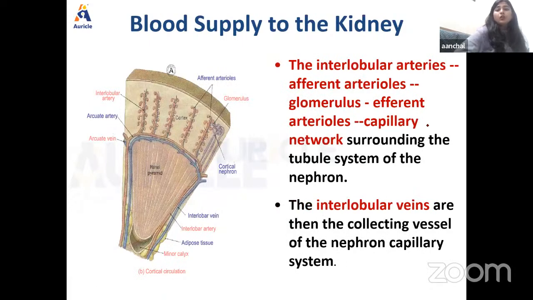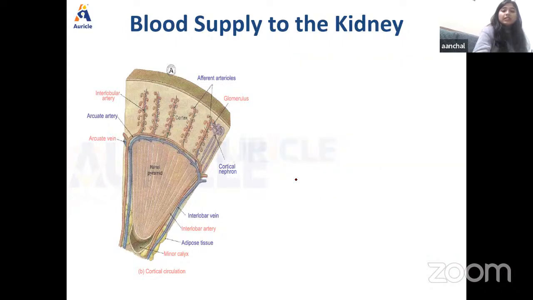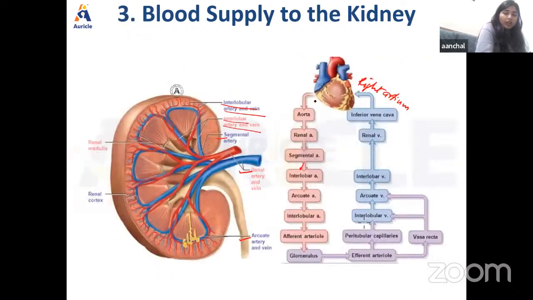So the interlobular artery, afferent arteriole, glomerulus, from the efferent arteriole to the capillary network surrounding the tubular system of the nephron, and interlobular veins are the collecting vessels of the nephron capillary system. So as we can see, when the blood comes from the heart, all are the arteries which are responsible for carrying the blood to the nephron. Then from the nephron through the efferent arteriole, it will exit, and all are the veins which are responsible to carry blood back to the heart again, right?